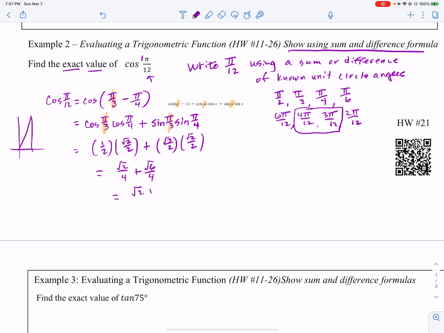And root 2 plus root 6 is not root 8. You can't add those. They are not like terms. And so there is your exact value. And we used a sum formula.